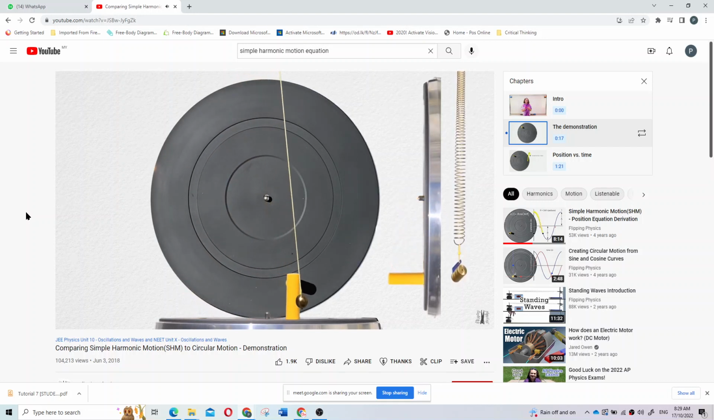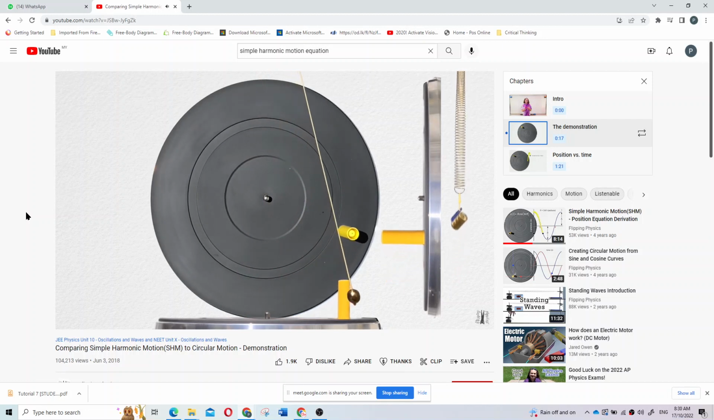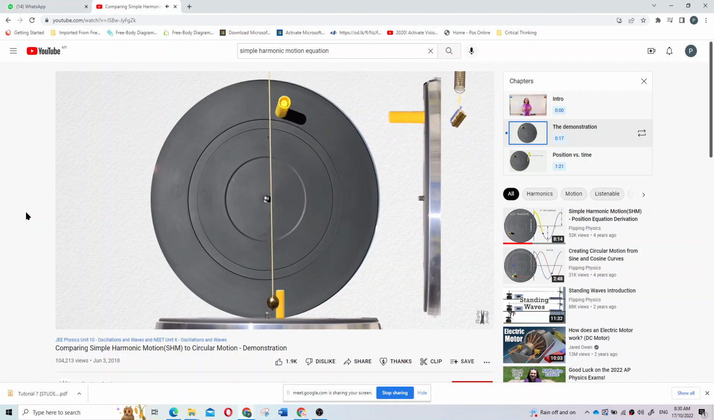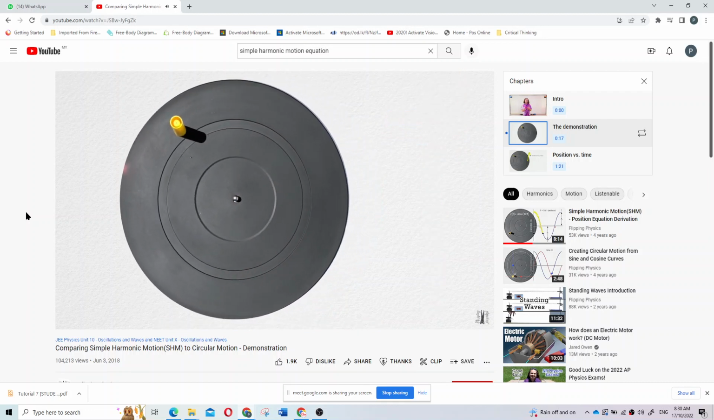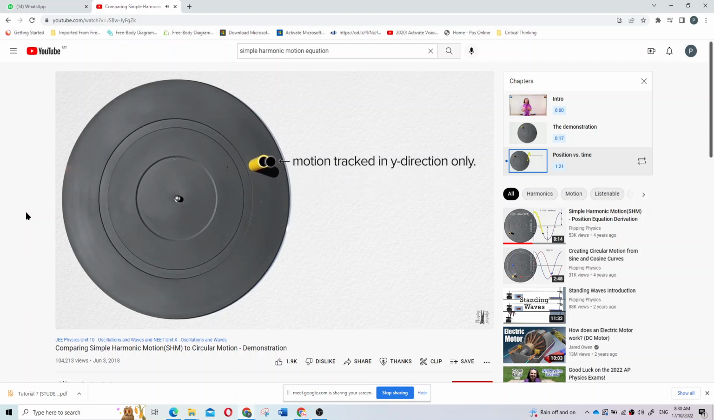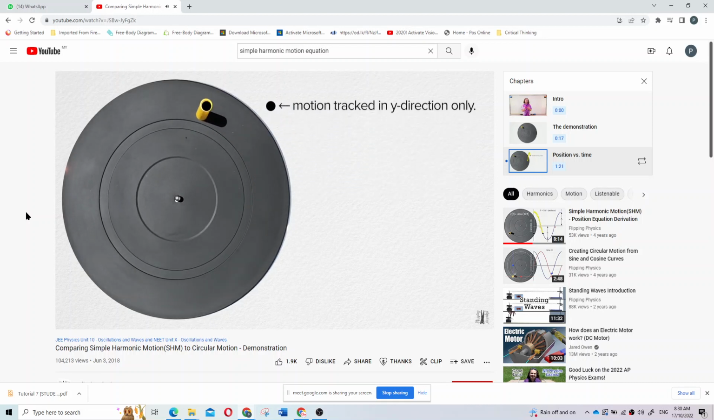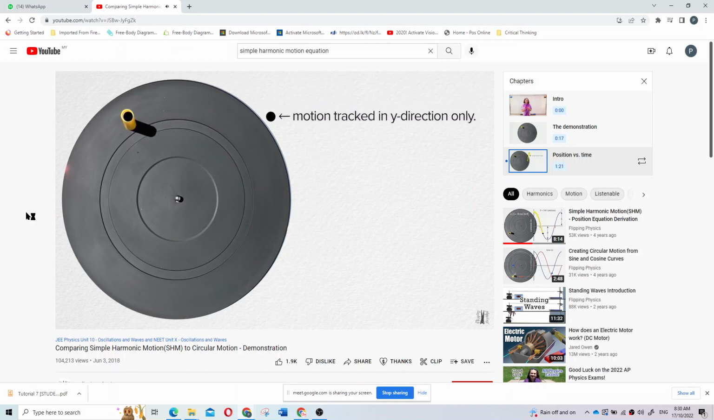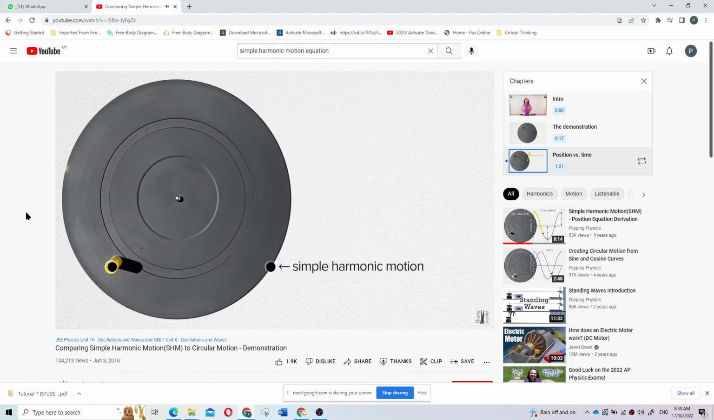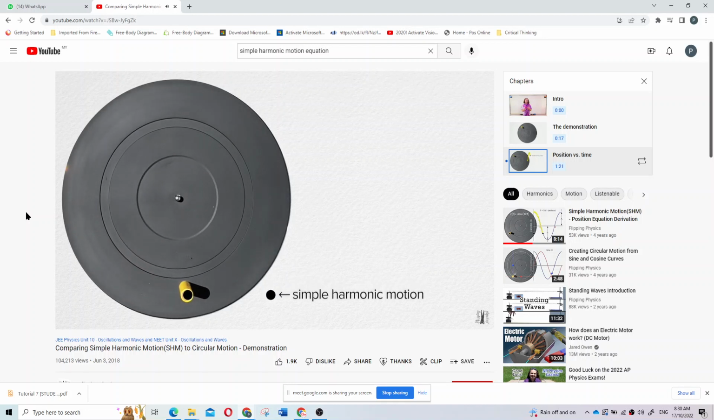Yeah, there's a lot going on in this. Okay, sure. So I will simplify it by removing everything but the turntable and yellow marker cap. Now I will add a dot that is motion tracked to the top of the cap. And I will isolate the motion of the dot so it is only moving in the y direction. This dot is now moving just like the side view of the cap. In other words, this dot is moving in simple harmonic motion.